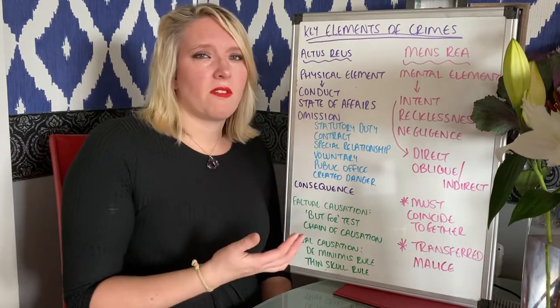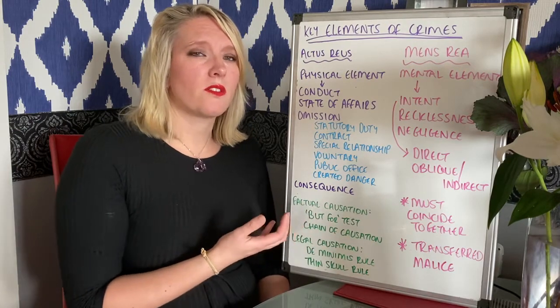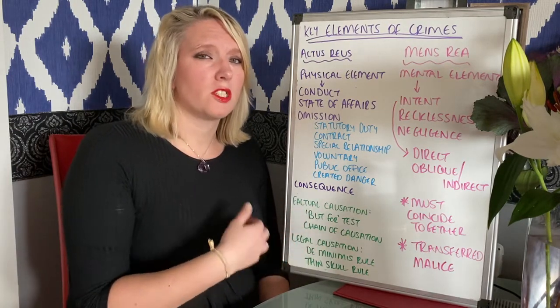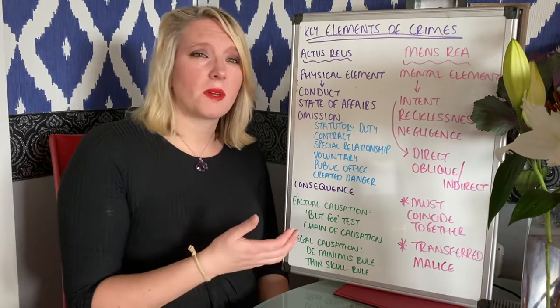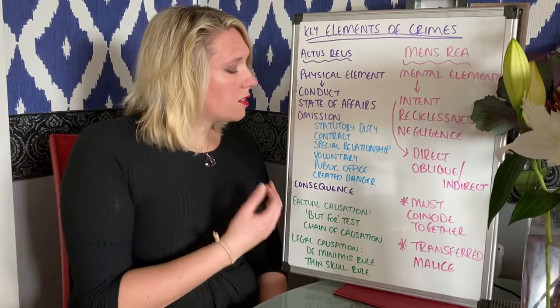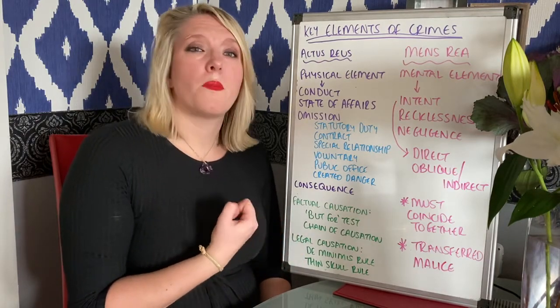Another crime is state of affairs, where you being something is illegal. For example, if you are an illegal immigrant, just being an immigrant is enough to be guilty of a crime. You don't have to do any more than that. There are some crimes, a minority of crimes, that can be committed through an omission.